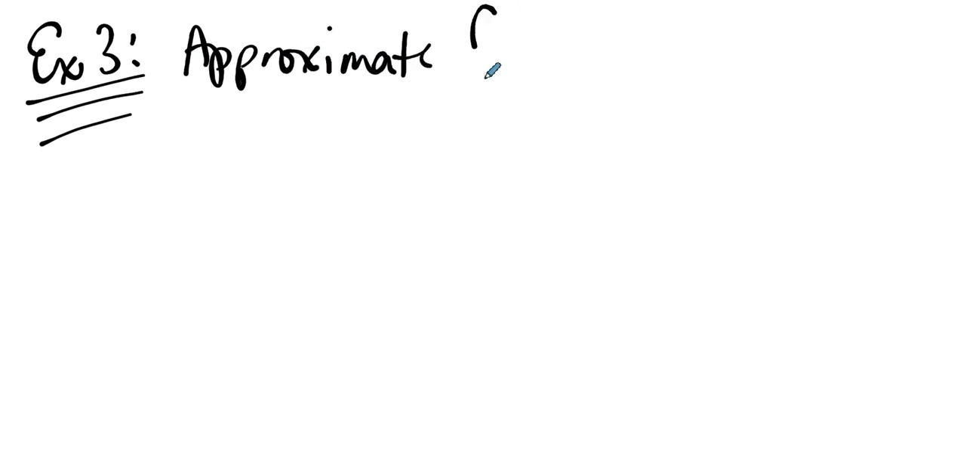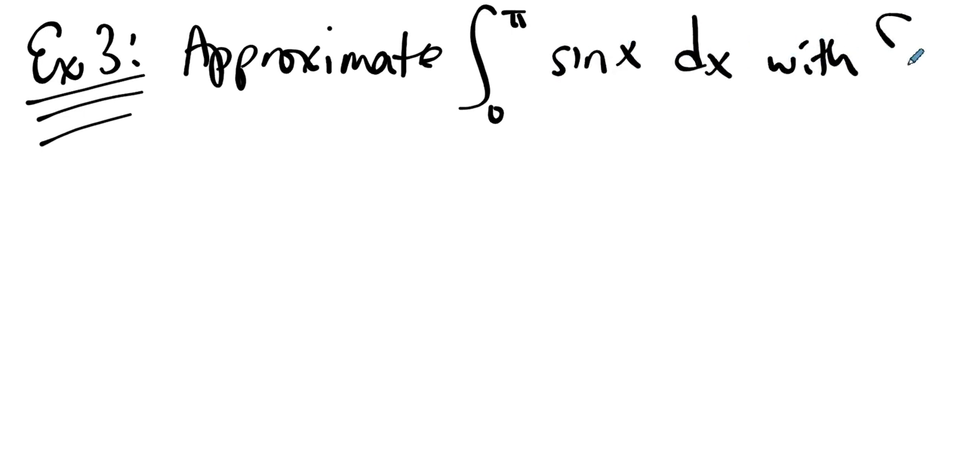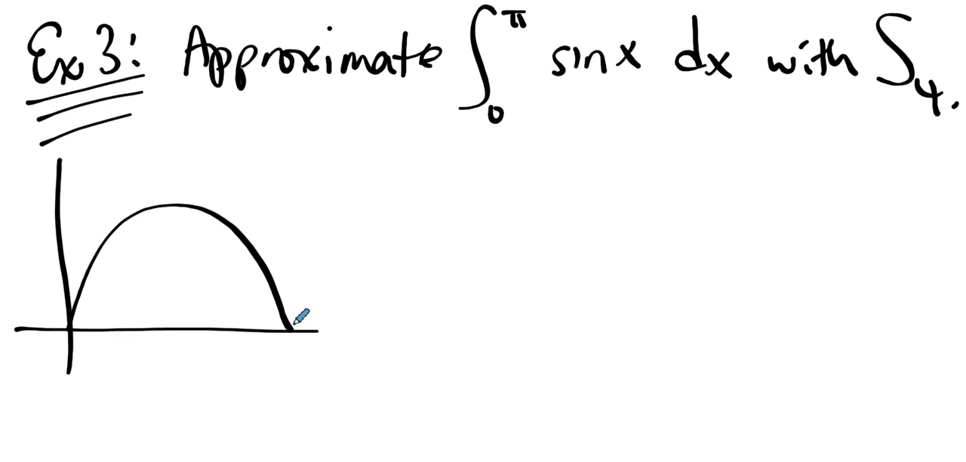Let's approximate the integral from 0 to pi of sine x dx with Simpson's rule with 4 subintervals. Well, here's the region in question. And 4 subintervals means that that's halfway, and that's halfway between those, and that's halfway between those. So there are 4 subintervals.